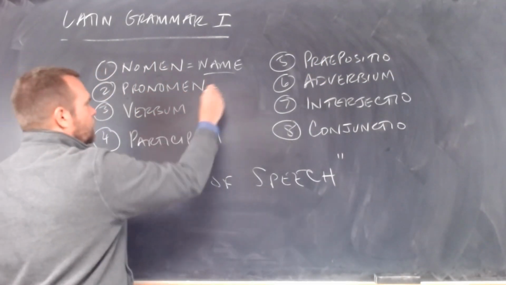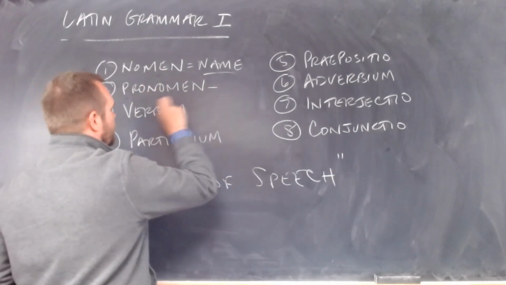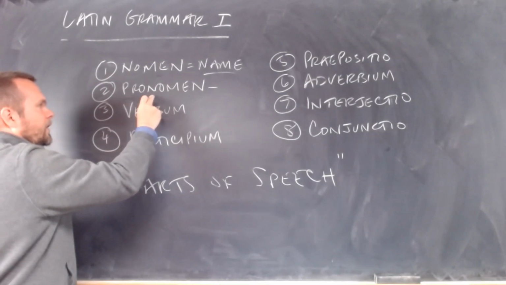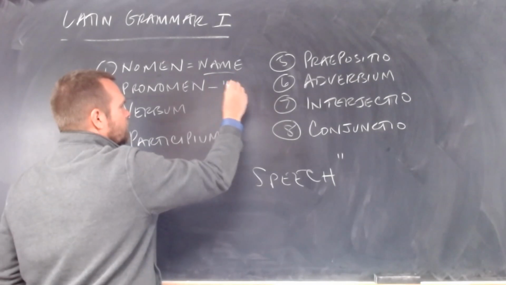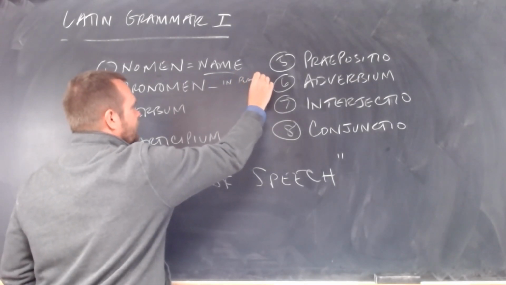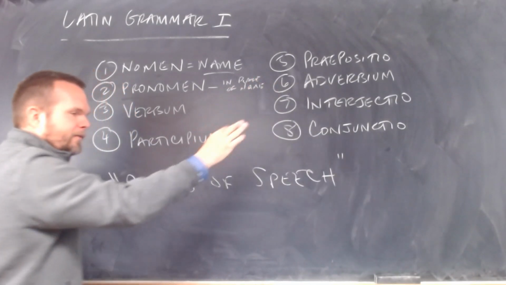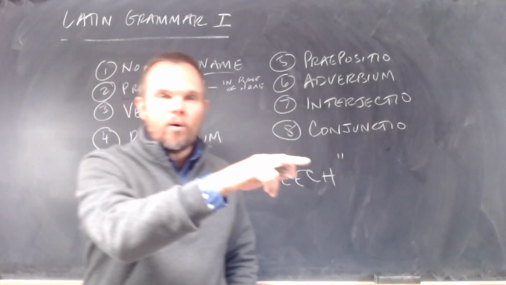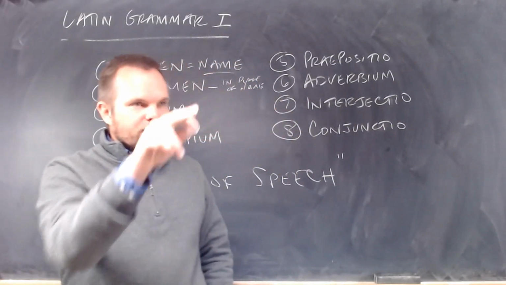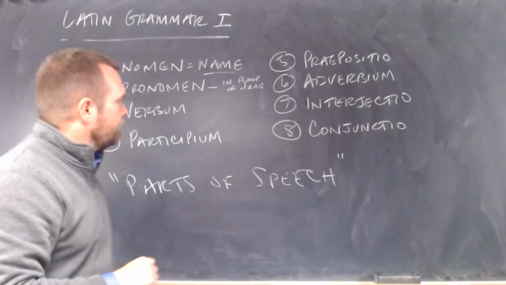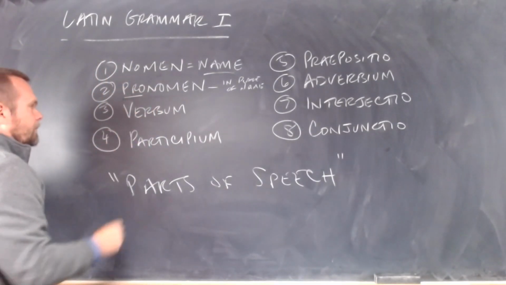Pronomen is a word that is used in place of a name. Pro means in place of, nomen just means name. So a pronomen is a word that's used in place of a name. And I gave you an example of that before when I said our cat. The word our stands in the place of different people's names. Pronomen, for a name, in place of a name.